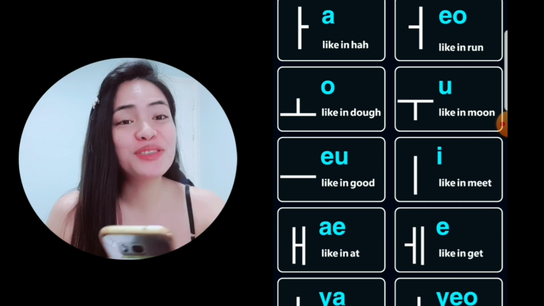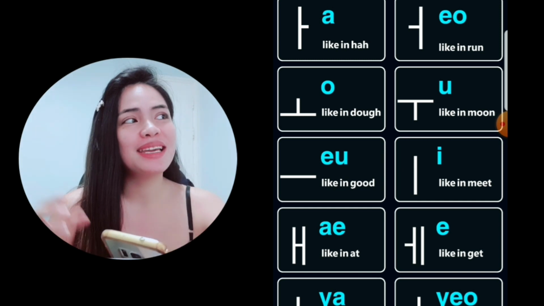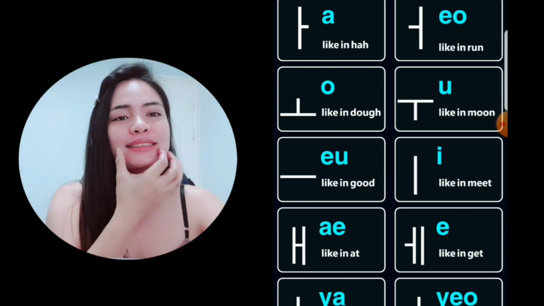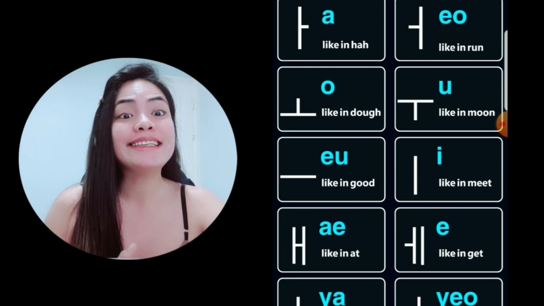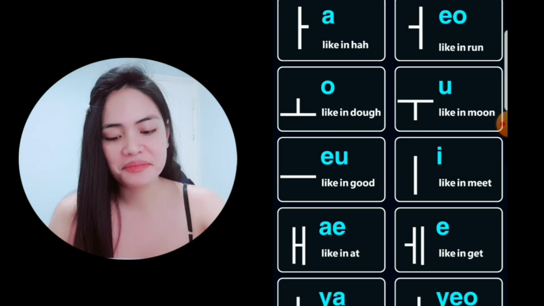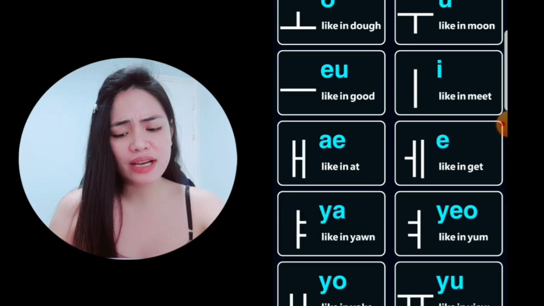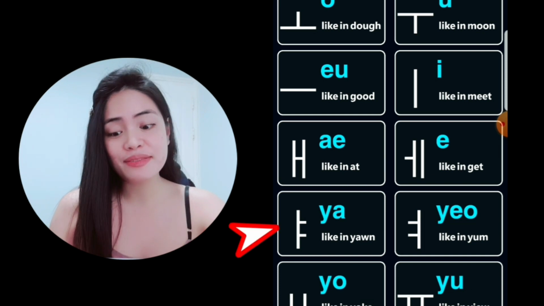This is so far the most difficult because in my language, this sound really doesn't exist. So you have to really try harder to say it. E. Okay, and then we also have these vowels.